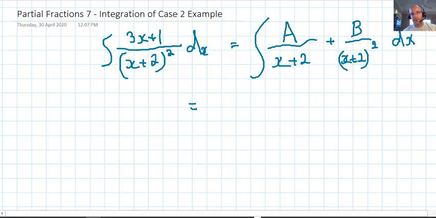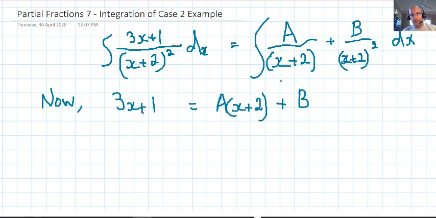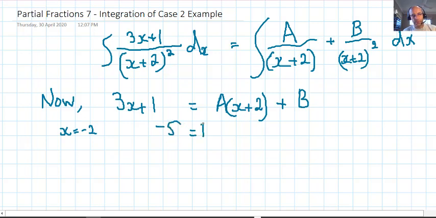progressing with our partial fractions, we'll have this, which was covered in a previous video, and we basically need to sub in x equals negative 2. So we have negative 5 equals B, so B equals negative 5. Another thing we can sub in is x equals 0, which we saw in a previous video as well, and we'll have 1. Now we're also going to sub in the value for B as well.